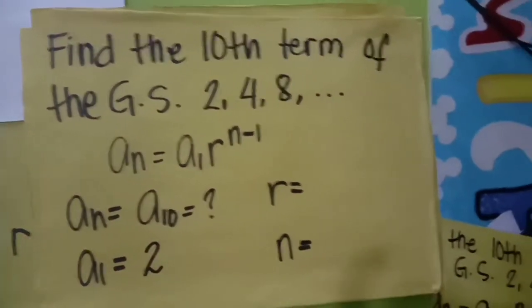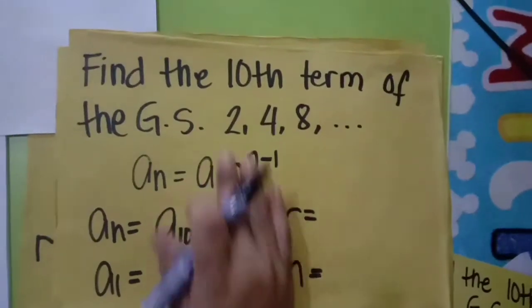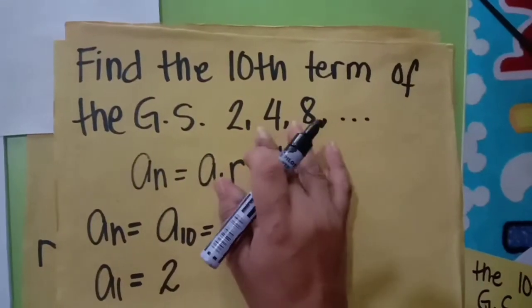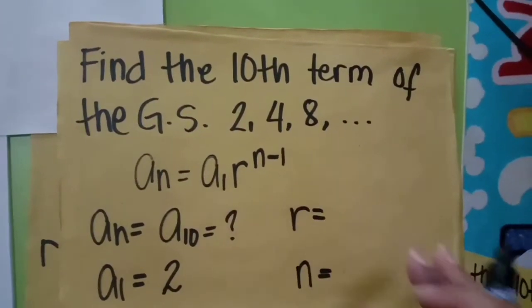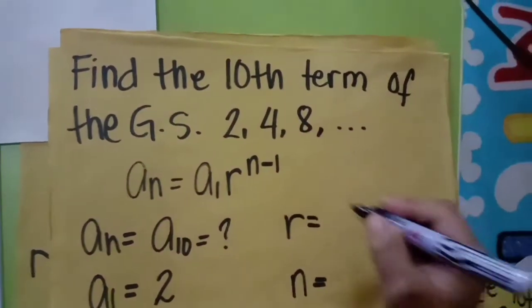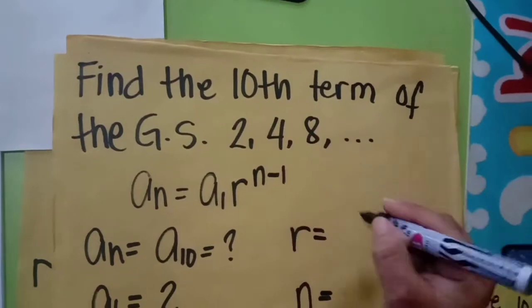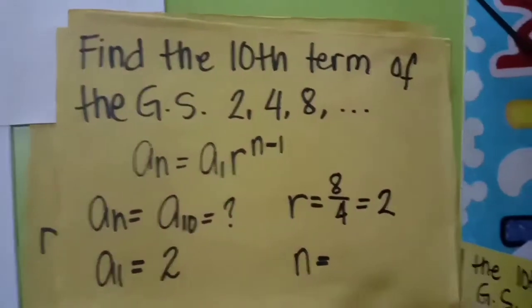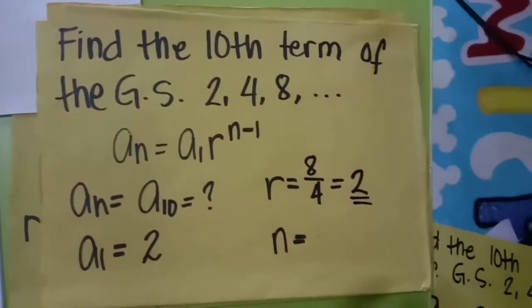How about the common ratio? So, for the common ratio, alam na natin na geometric sequence to. Pipili lang kayo ng any two terms. Then, you divide the next term by the previous term. So, for example, 8 and 4. Piliin natin yung 8 and 4. 8 divided by 4 is 2. So, the common ratio is 2.